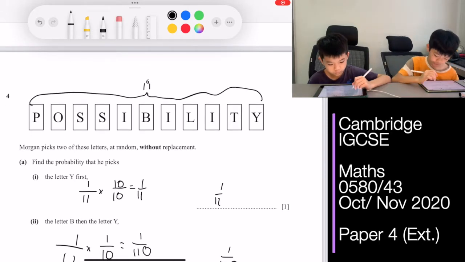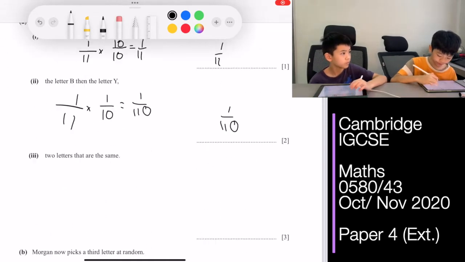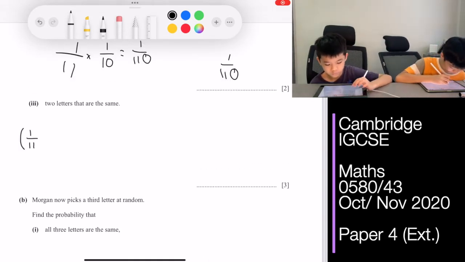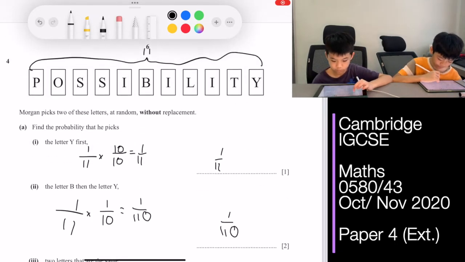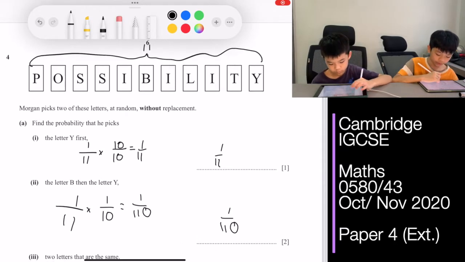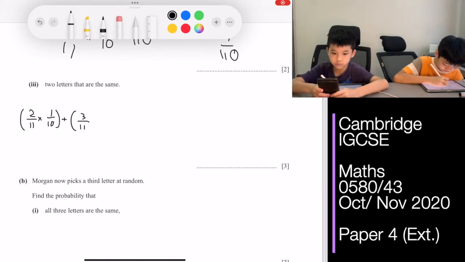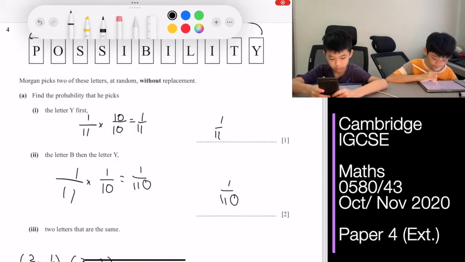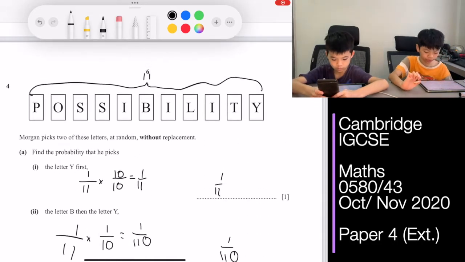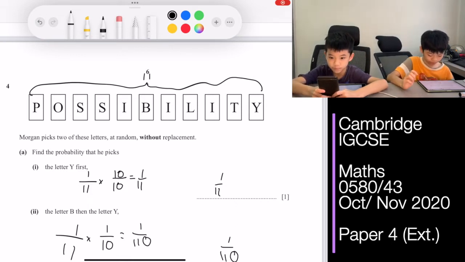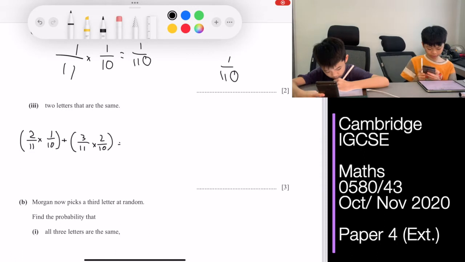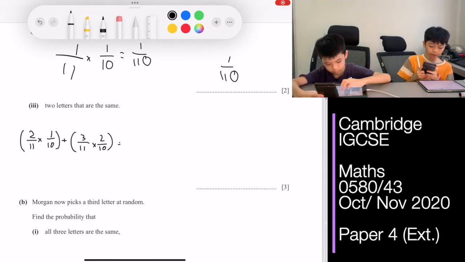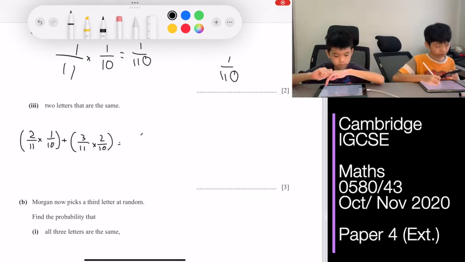Two letters are the same, so we have S, 2S, so 1 out of 11 multiplied by 2 out of 11 times 1 out of 10, plus, and then there are 3 I's, so 3 out of 11 times 2 over 10, plus, is there any other? Doesn't look like there's any other. So this will equal 2 out of 11 times 1 out of 10 plus... This is 4 out of 55.